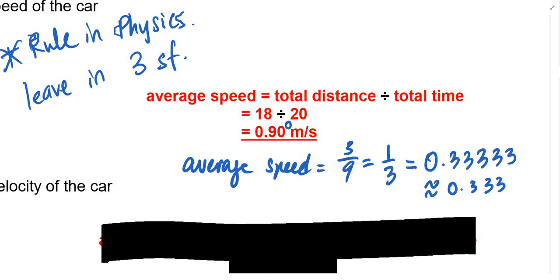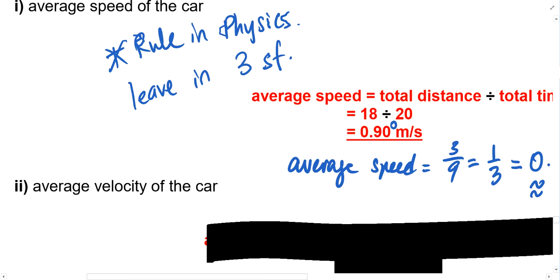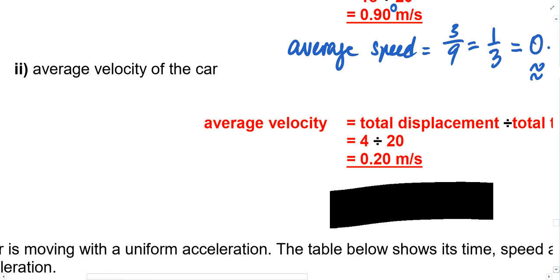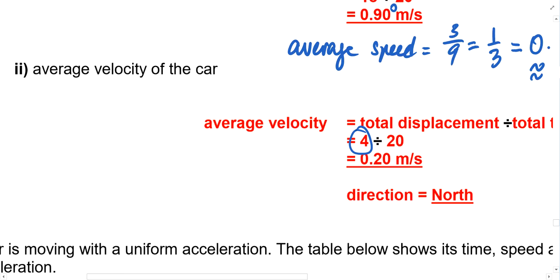Have I clarified your doubts? Yes, it can be 0.9 or 0.900 in this case. Any other questions? Okay, moving on. Average velocity of the car. We had our displacement that was 4 divided by 20 to give us 0.20 meters. Okay, 0.200 or 0.2 meters per second with a direction.